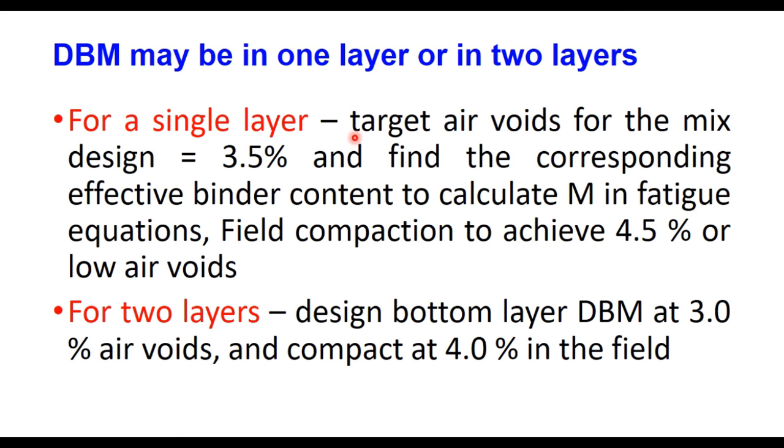DBM may be laid either in one layer or in two layers. When we are putting DBM, that is the binder course, in a single layer, the target air voids for the mix design should be 3.5%. And we should find out the effective binder content to calculate the value of M in the fatigue equation. Field compaction should achieve 4.5% or lower air voids.